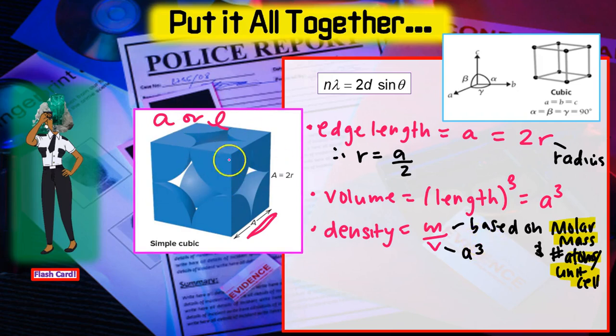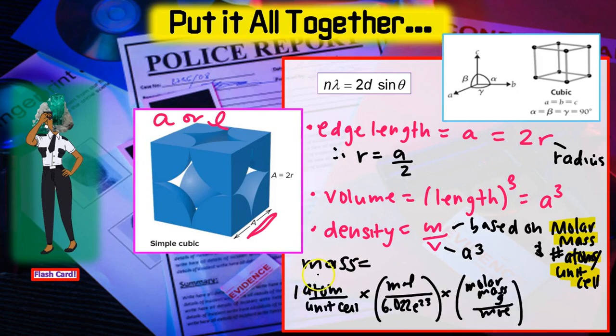So what are the actual spheres? Remember, the spheres are identical, so it can be any atom. Say you have aluminum, that means you'll get the mass of the aluminum from the periodic table. And it also is going to depend on the number of atoms per unit cell. So in SCC, the number of atoms per unit cell is simply going to be 1.